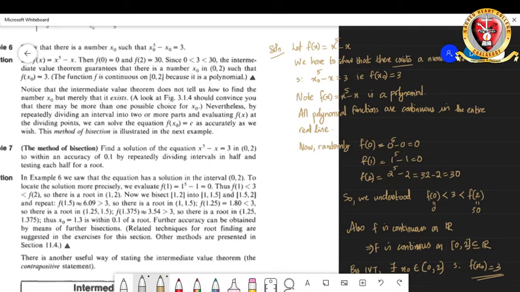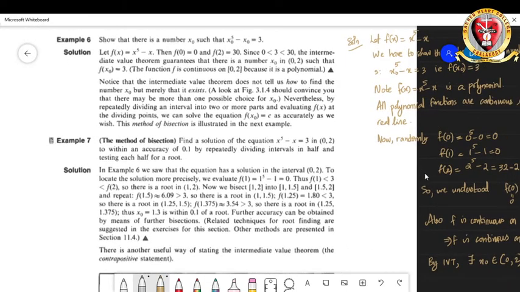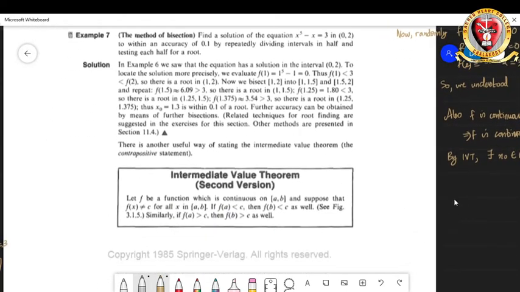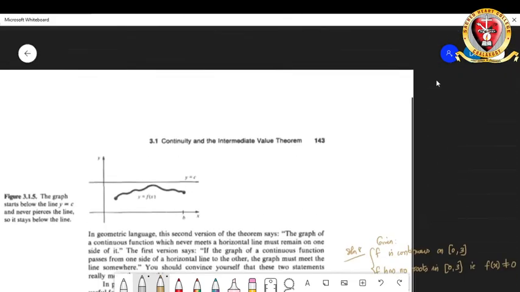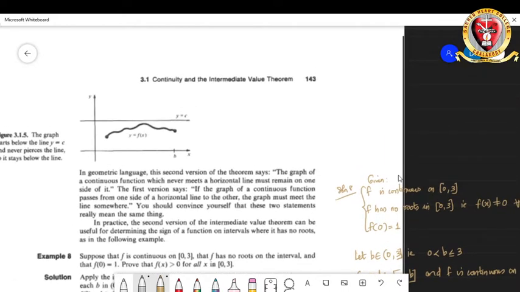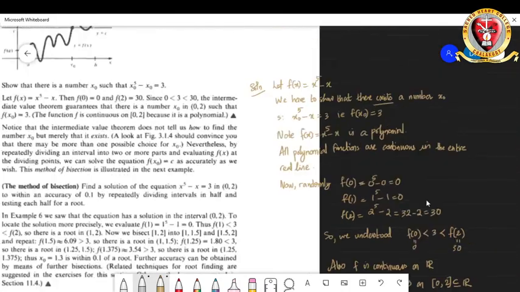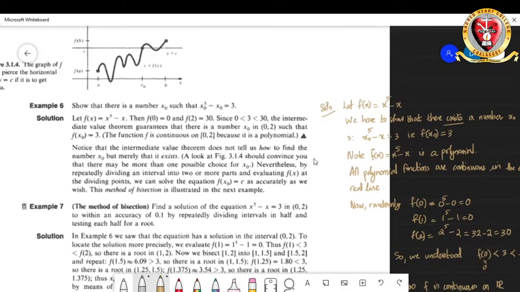In this video, we are going to once more go through example 6, example 7 and example 8, which are applications of the intermediate value theorem. Example 6 asks us to find and/or show that there exists a number x naught such that x naught raised to 5 minus x naught is equal to 3.